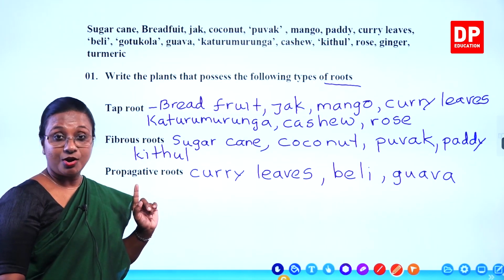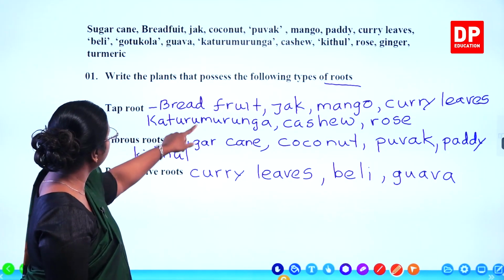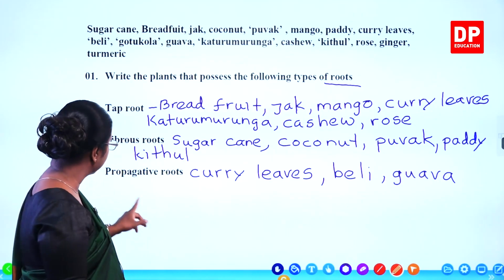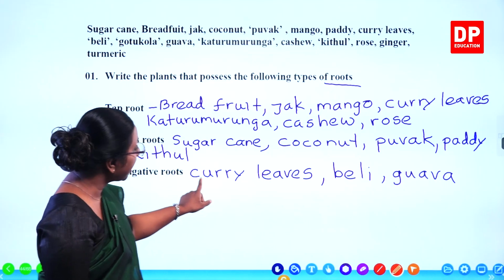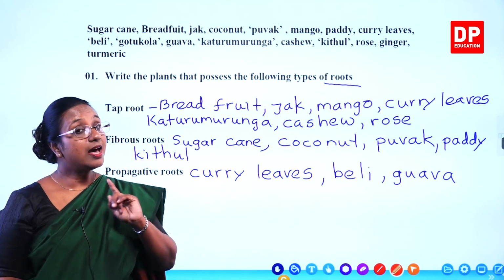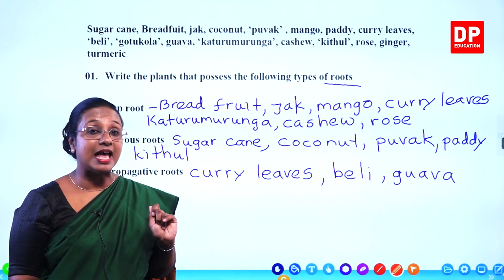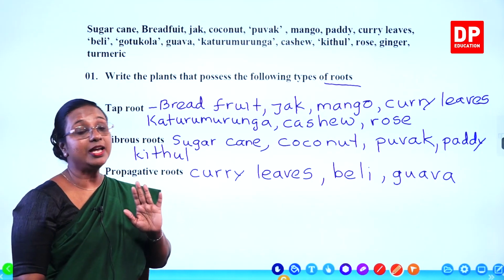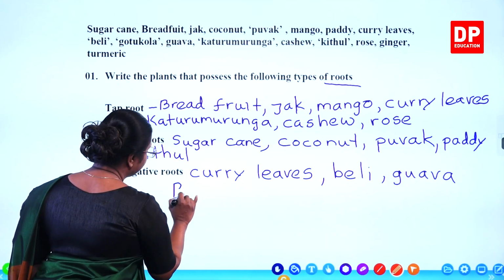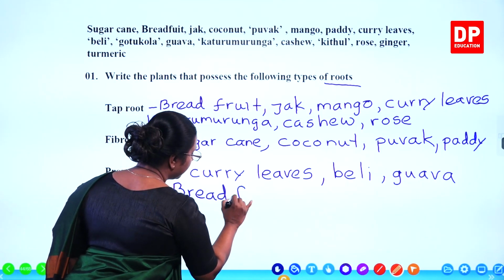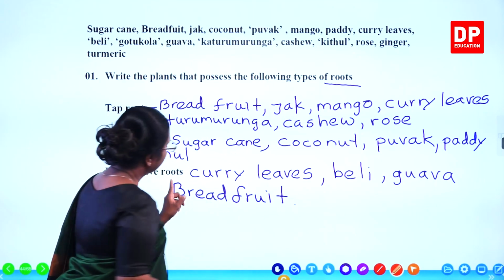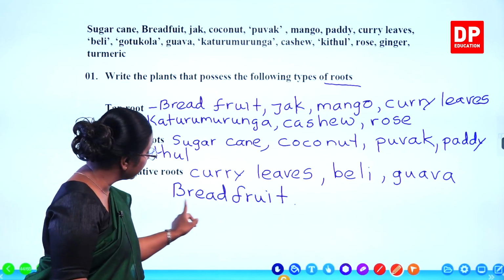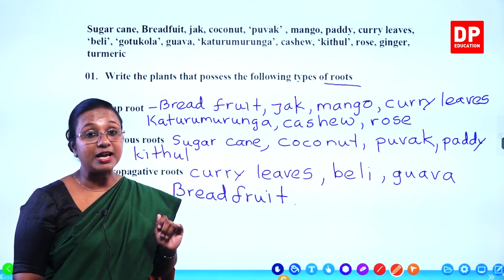And from your knowledge from the previous grade, you know these are all dicot plants and fibrous roots are present in monocot plants. Then propagative roots. We have written curry leaves, bailey and guava. There is one more that I haven't written. What is that? It is breadfruit. Now breadfruit also propagates by roots. So we have to include that also here. Breadfruit. So we have discussed the first three examples, curry leaves, bailey and guava. In addition to that, breadfruit also propagates by roots.